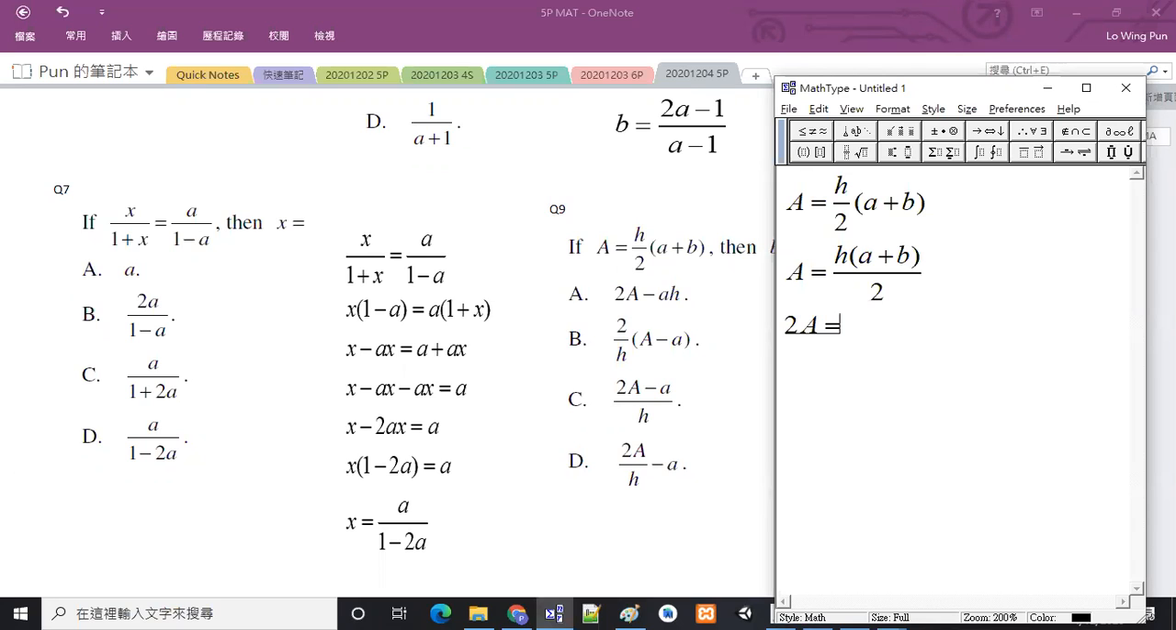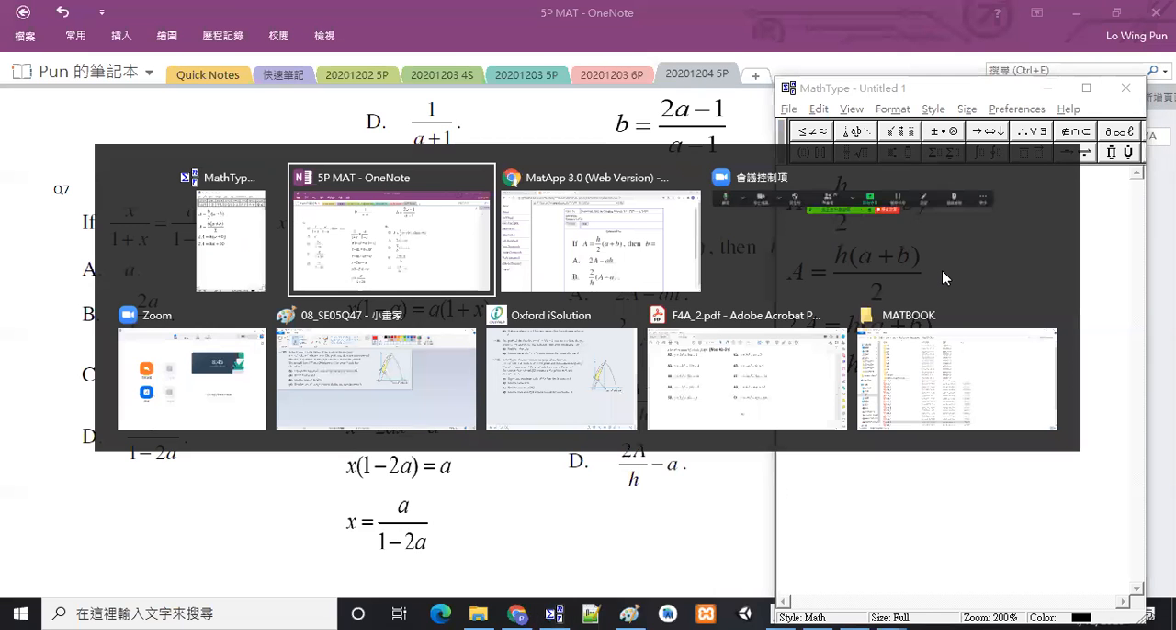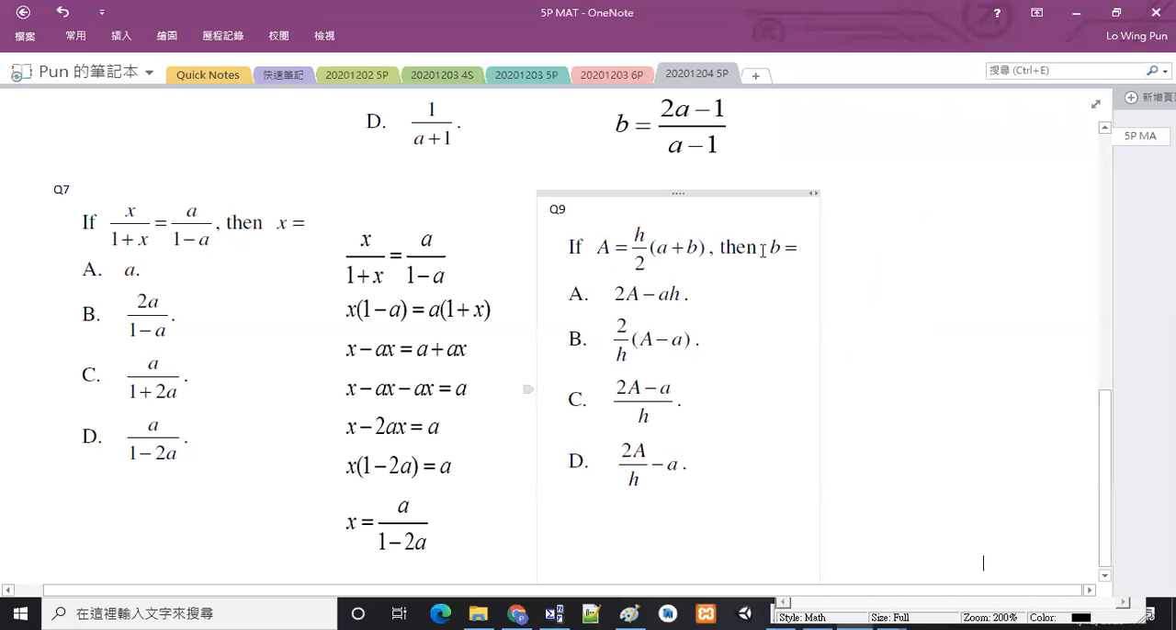Right hand side is just one single fraction, so we may multiply the 2 to the left hand side. It's 2a is equal to h times a plus b. Okay, and then we need to expand the bracket. 2a is equal to ha plus hb. Okay, and then the question wants us to change the subject to b.